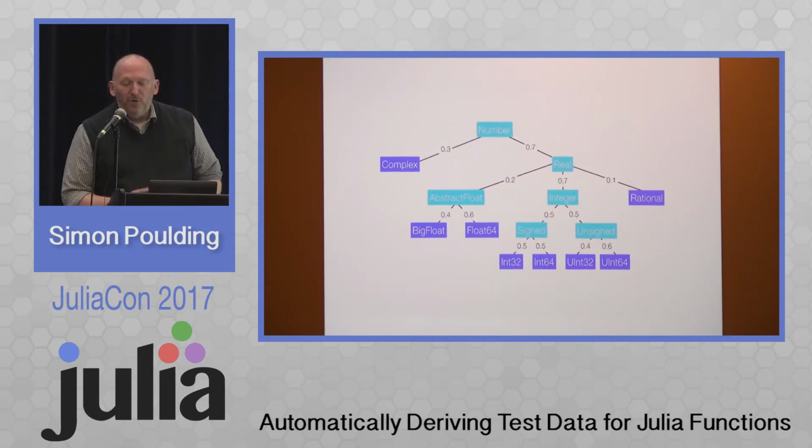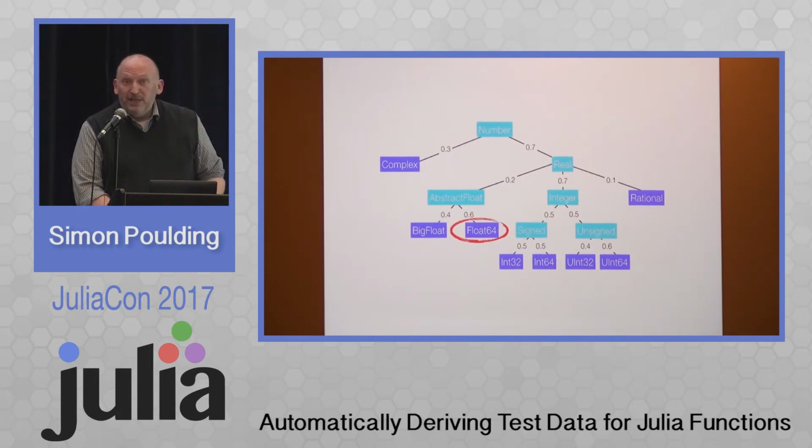So what we do, first of all, is turn that type tree into a probabilistic tree where we assign probabilities to each of the outgoing edges. Then if we want to sample a random type, we start off from number, and we just follow the edges randomly according to the weights at each of the outgoing edges. So it may be that we take this path down the tree, and we end up saying we want to generate a float 64 as one of our random values. And we do that each time we want to pick a value, so we get a different type each time.